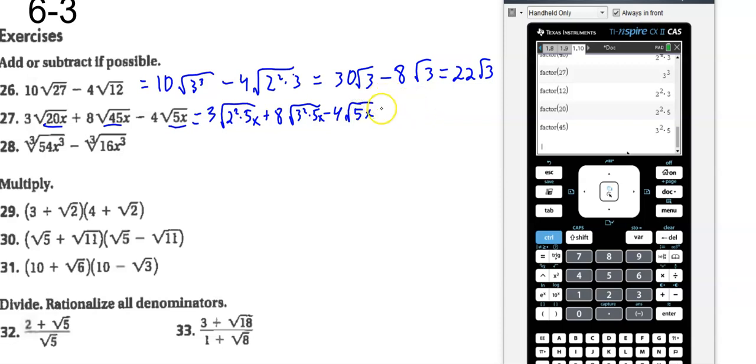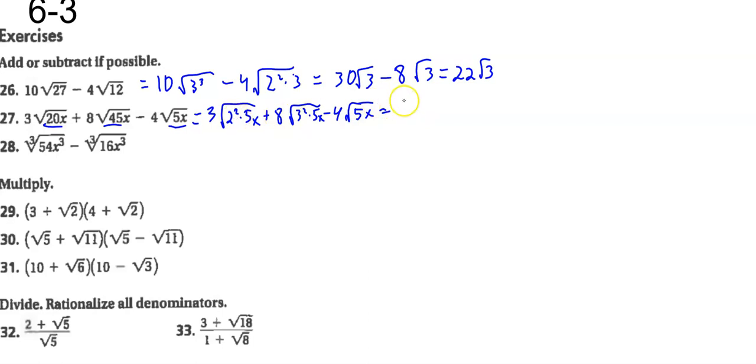Okay, so I'm hoping they all have an x on them in just a second here. Let's simplify this. The 2 comes out, so this will be 6 square root of 5x. The 3 comes out, so this will be plus 24 square root of 5x minus 4 square root of 5x. So those all go together. 6 minus 4 is 2. 2 plus 24 is 26. So I get 26 root 5x. Wow, some of these are kind of tough and involved problems.